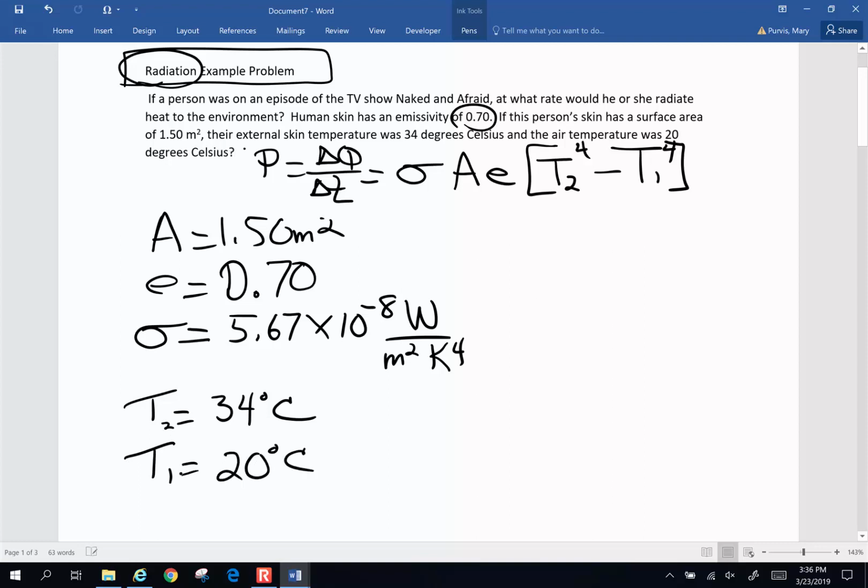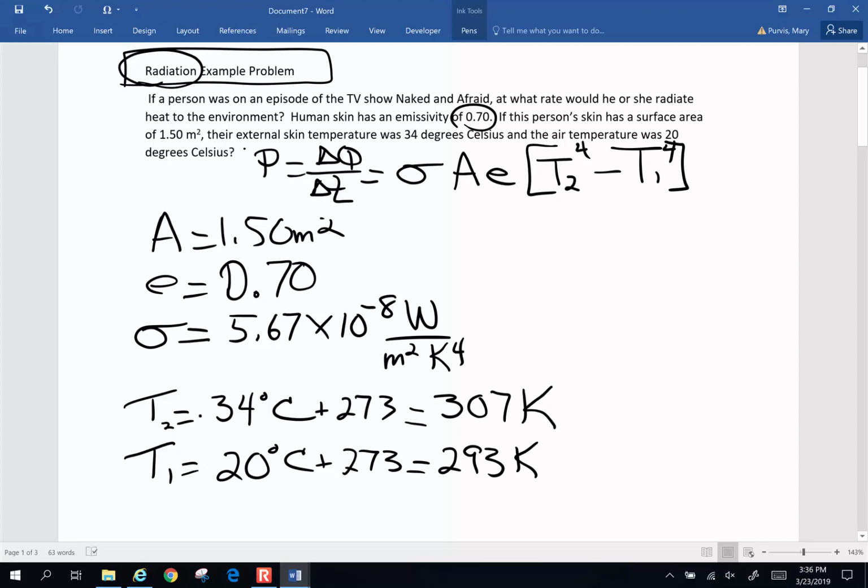Now, each one of these temperatures must be in Kelvin to do this problem. So to convert to Kelvin, we're going to add 273 to each. So 20 plus 273 is 293 kelvins. 34 plus 273 is going to be 307 kelvins. And I think we have all of our information gathered. Now we can plug all of this into our radiation equation.